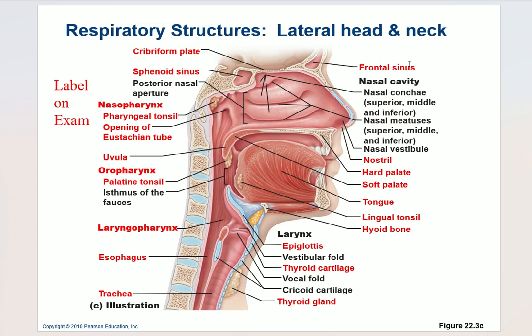Let's see, start at the top. We have our frontal sinus right in the forehead. So think sinus cold, sinus headache. That's sinus pressure on this frontal sinus in your forehead. It's located right between your eyebrows, that little flat part. You should already know the nostril. Shouldn't have any difficulty pointing out where those nasal openings are.